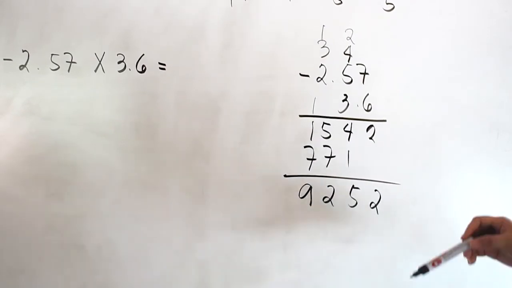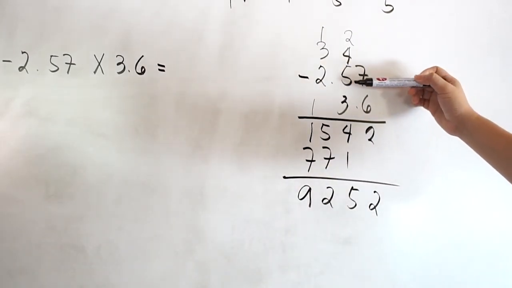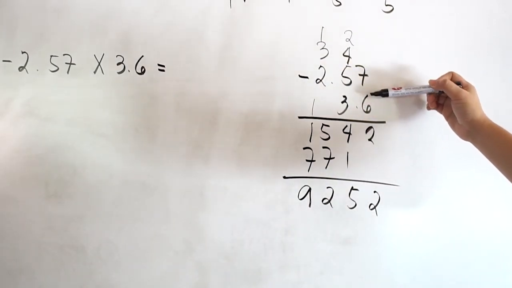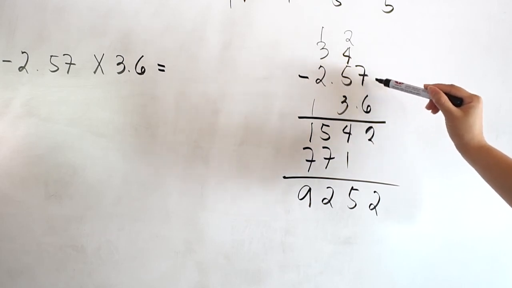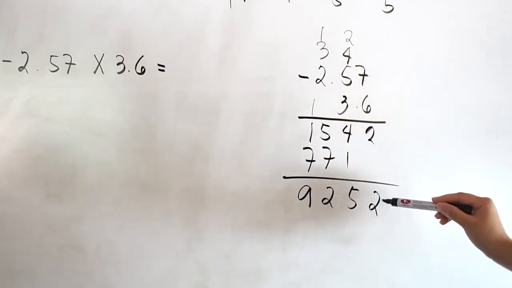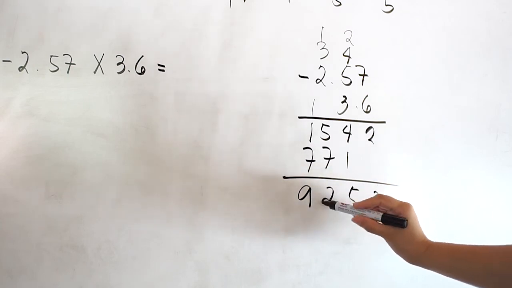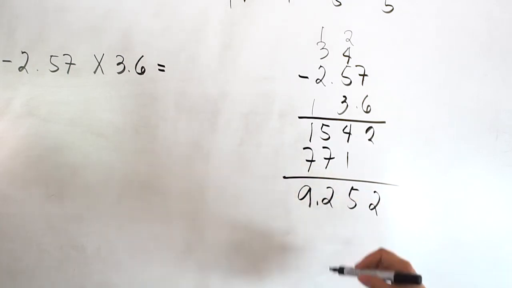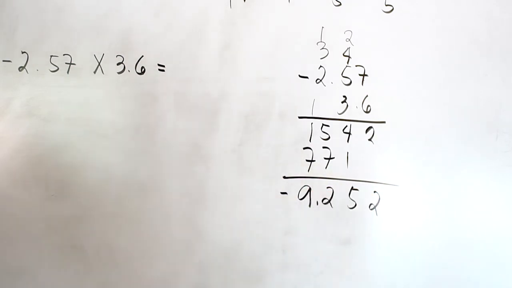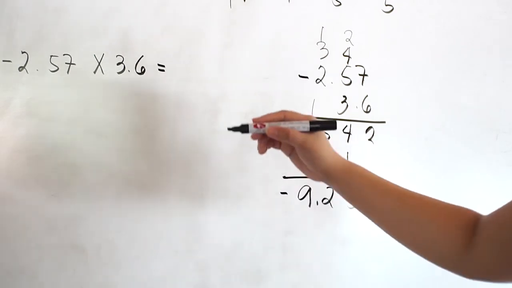And then count kung ilan yung decimal order dito. So, since it's 3, 1, 2, and 3, so we will count 1, 2, 3, and we will place decimal point here. So, your answer is negative 9.252.